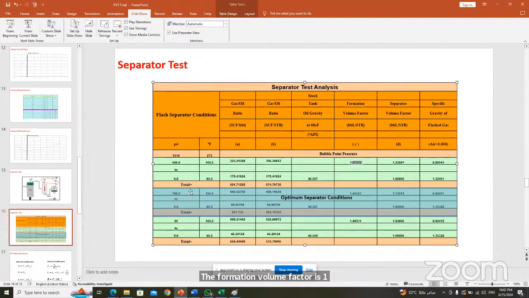Now, for the 160 psi, you have a 565 GOR, 1.45 beta O. For a separator pressure of 90 psi, you have a GOR of 572 and a beta O of 1.46.